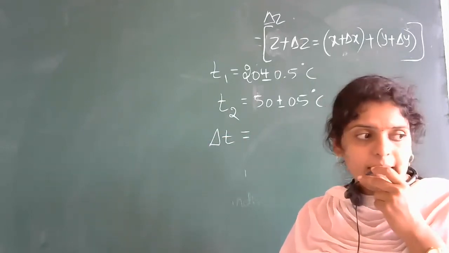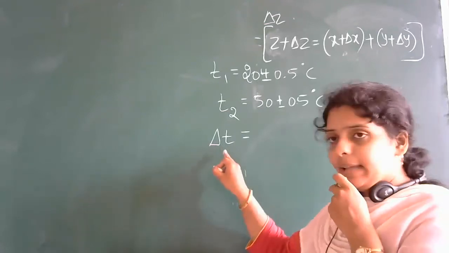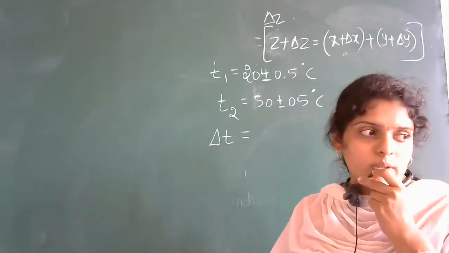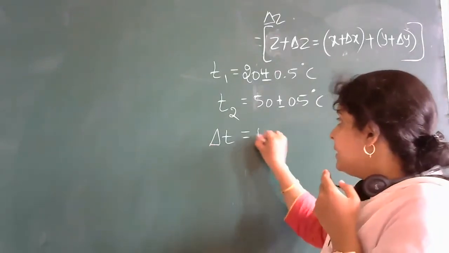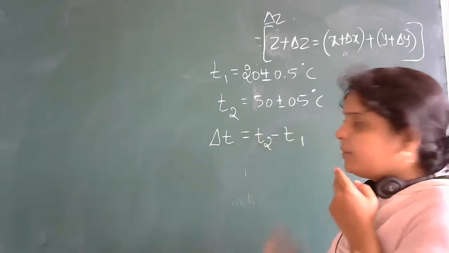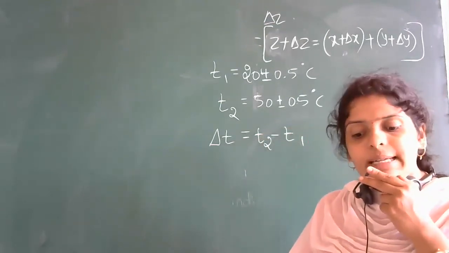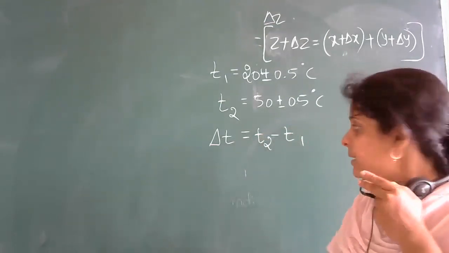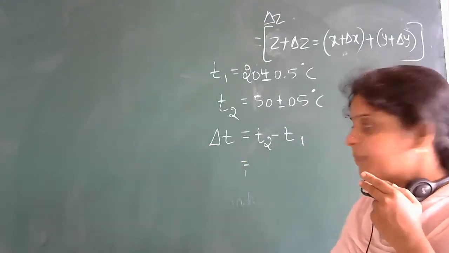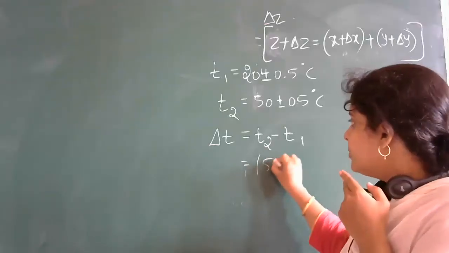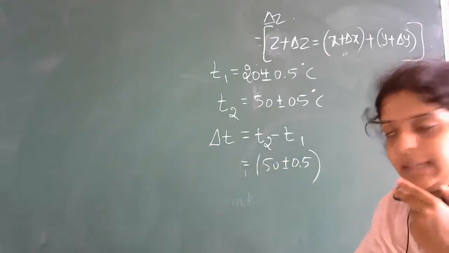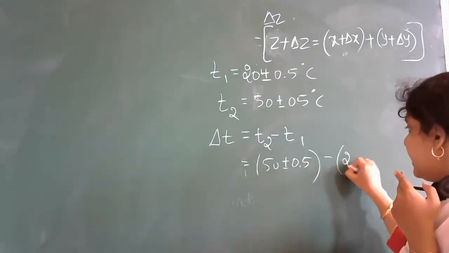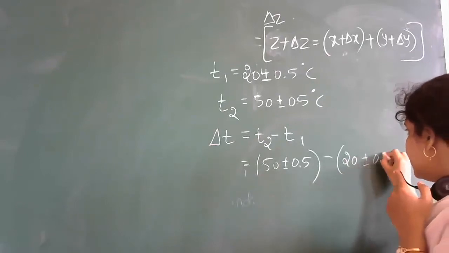Difference means what? Tell me. Error delta T is equal to T2 minus T1. I'll write it as T2 minus T1 and substitute the values. What is the T2 value? It is 50 plus or minus 0.5, minus T1, which is 20 plus or minus 0.5.